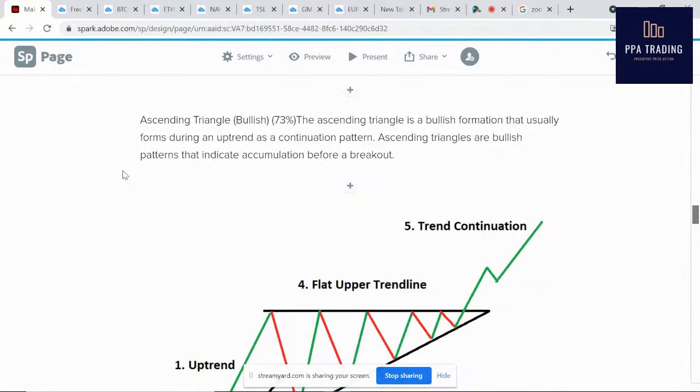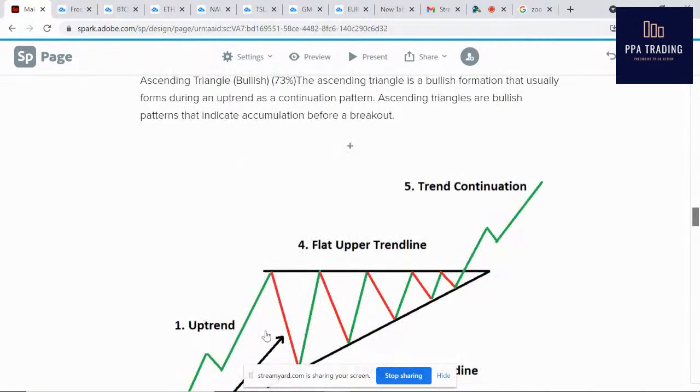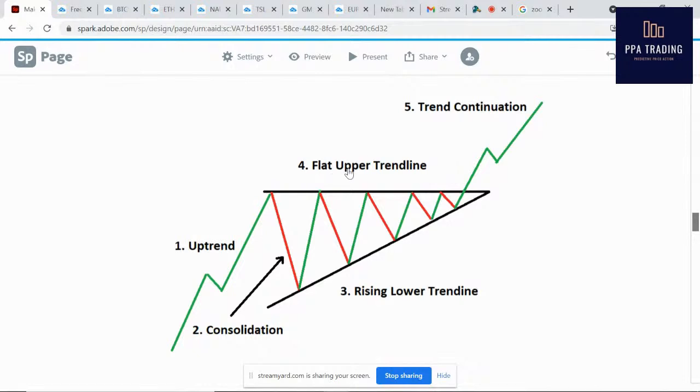So right here, we just want to start with ascending triangles. They're very bullish. They have about a 73% probability of playing out, and it's a formation that forms when there's going to be some continuation usually, and it's also accumulation. So right here you can see that there's a flat upper trend line. This is going to be major resistance, and there's going to be the bulls trying to get higher and higher and higher, and as they break through that supply zone right up here, as it breaks, it can usually have a retest of this support, which is a support resistance flip, and off you go.